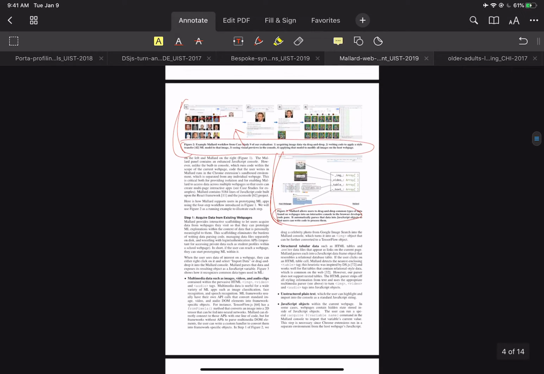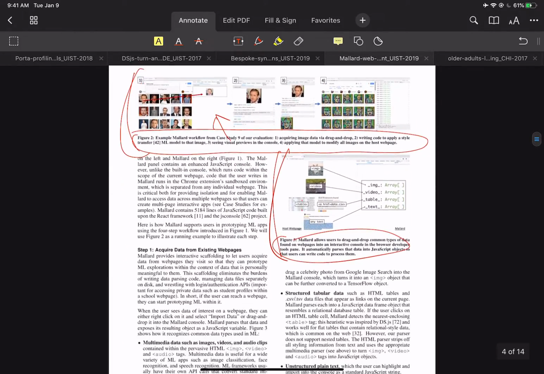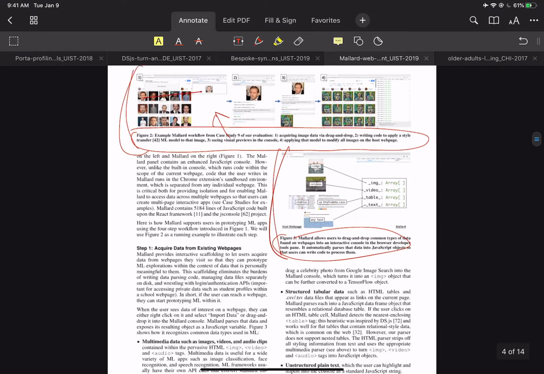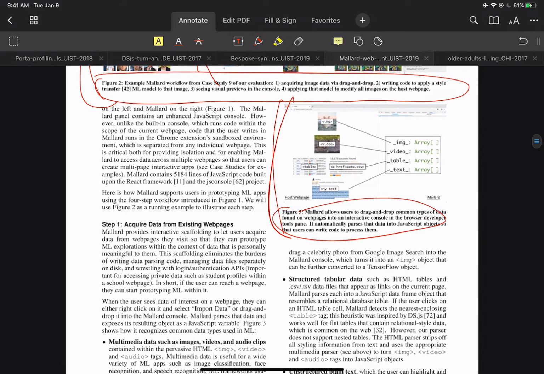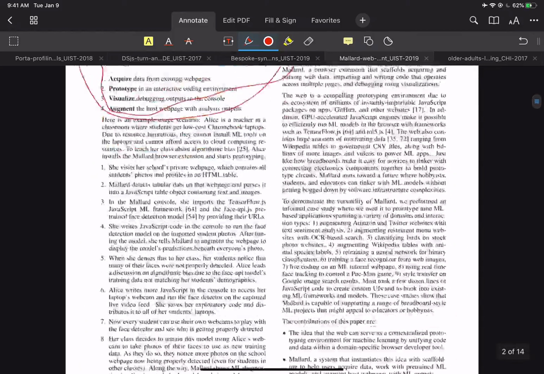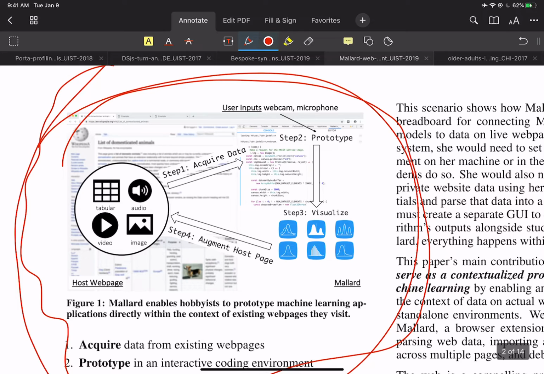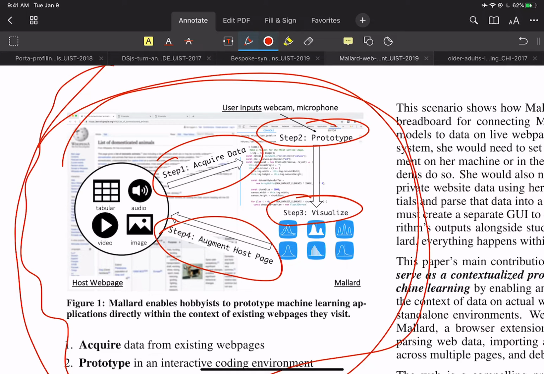A way I would think about a system section, how you write it up, is to write it up as though you're walking through someone using the system, with the proper details. For example, for the Mallard system, it's 4 steps. The first step is acquire data. Second step is you prototype. Third step is you visualize. Fourth step is you augment the host web page.